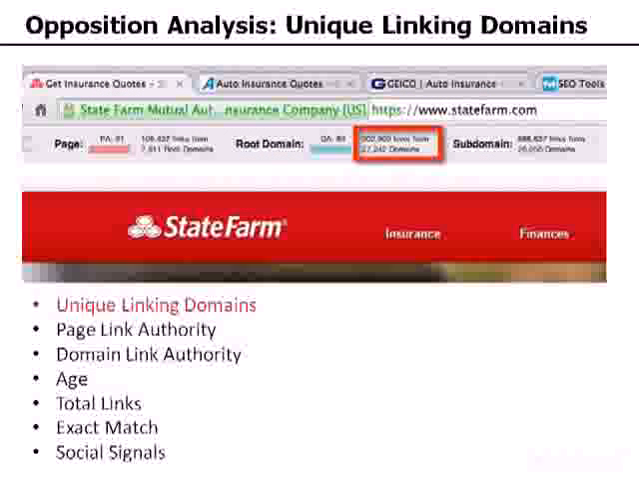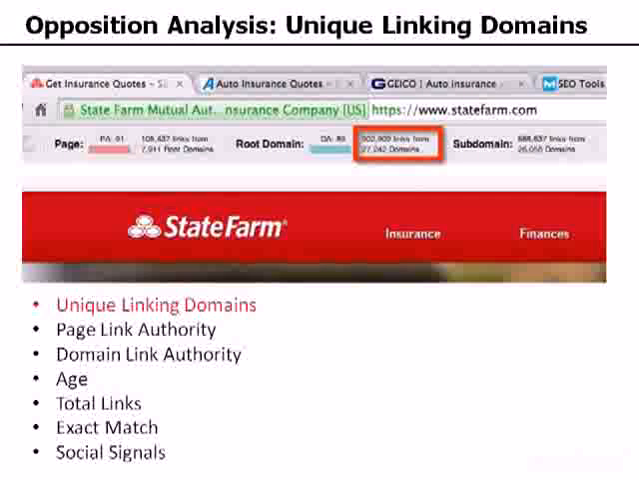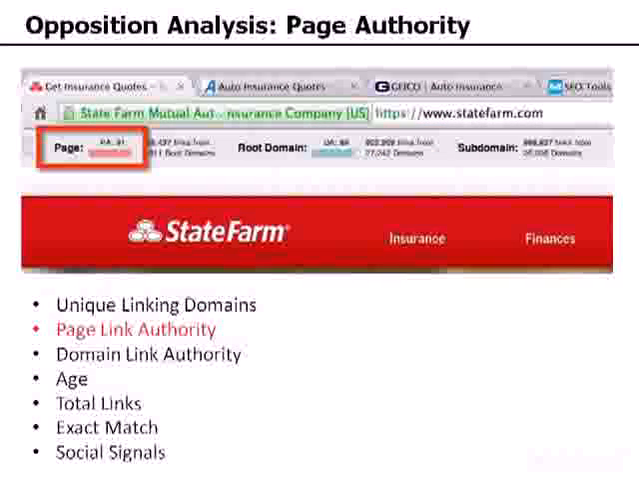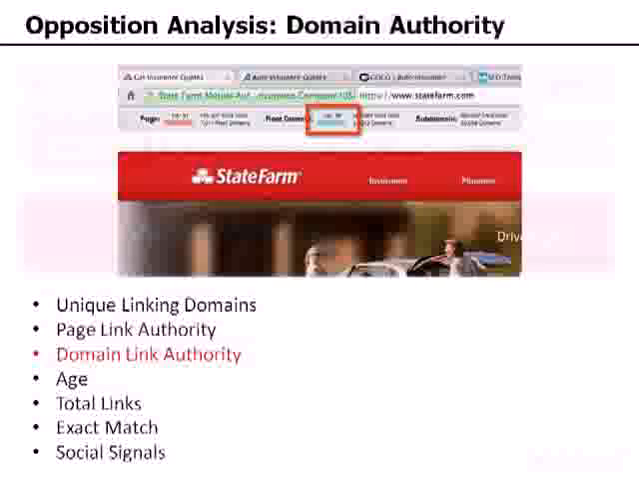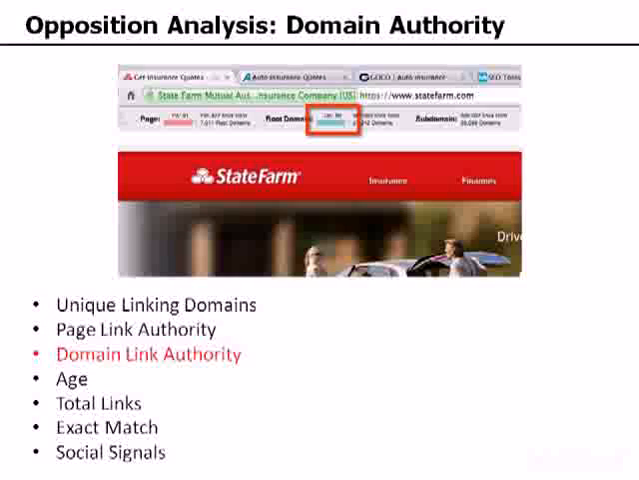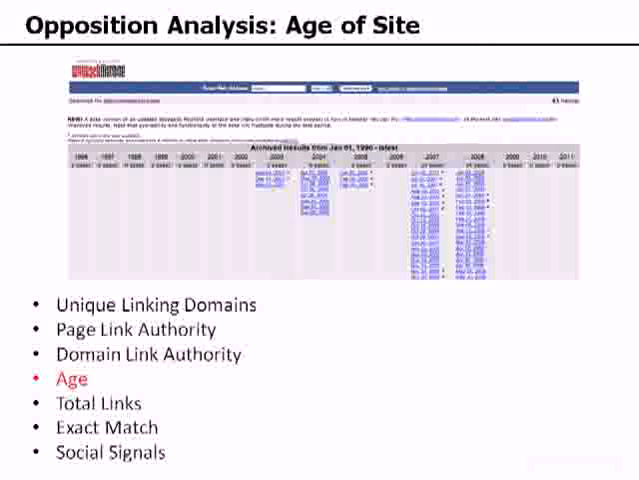So some of these that we can collect easily with the updates algorithm that I mentioned would be unique linking domains. We can get this through the Moz.com toolbar here. Page link authority we can also get through that same toolbar. Domain link authority we'll get through that same toolbar in different locations here. And these are all very, very good indicators of opposition. Domain authority, page authority are two very strong indicators of how well a site will do within the search results. Age of a site's easy to pull from Wayback Machine. We can see how long someone's been working on that site.